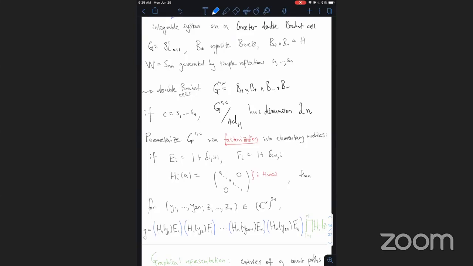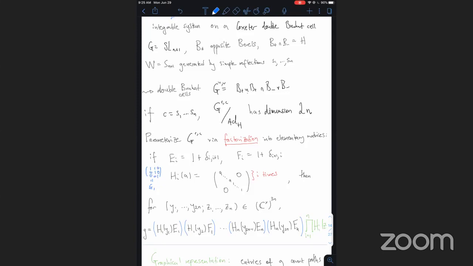To describe what it is, let's first introduce these elementary matrices, e_i, which is the identity matrix, except we also have a 1 in the intersection of the ith row and the (i+1)st column. Stuff like this. This would be e_1 for SL3, and the f_i's, which are the transposes of the e's.